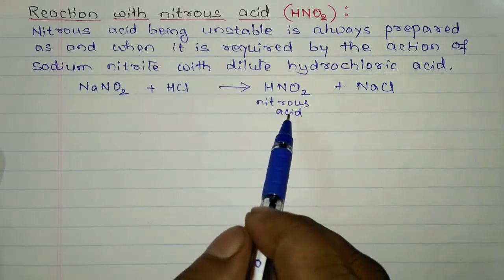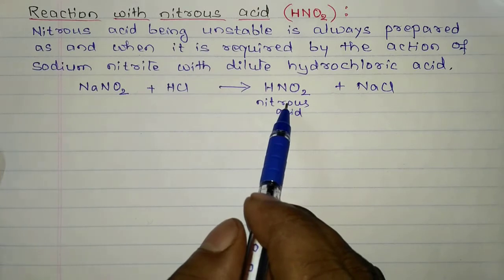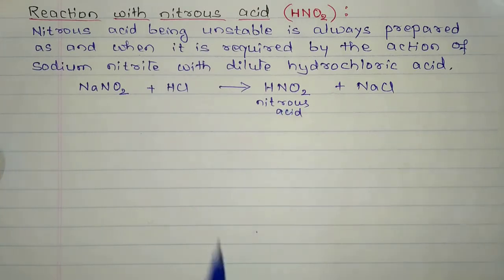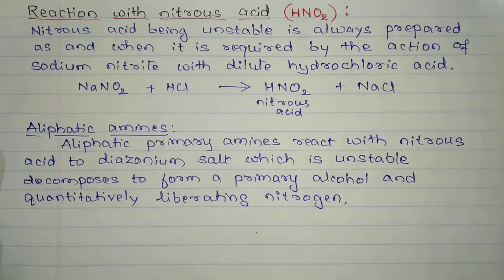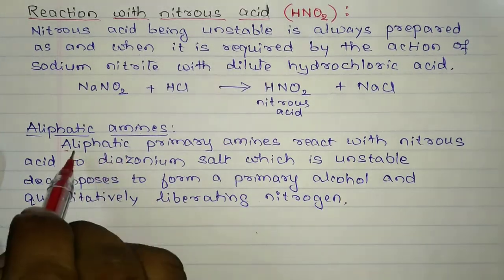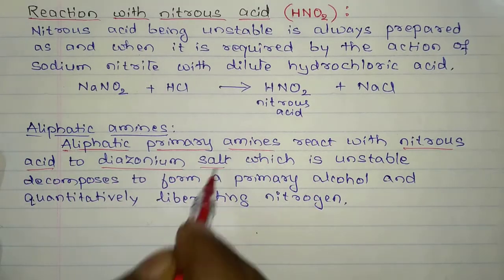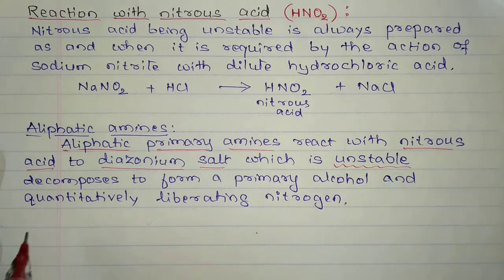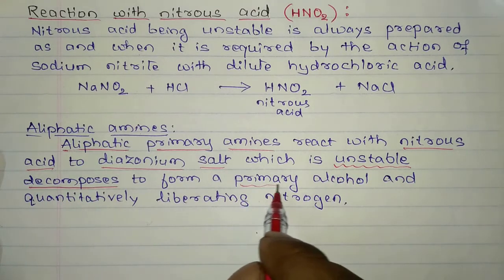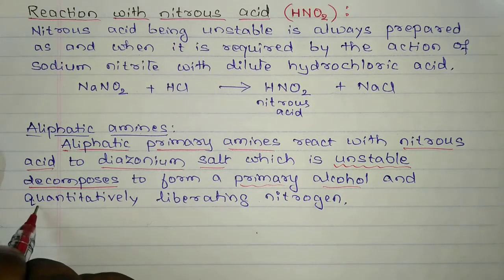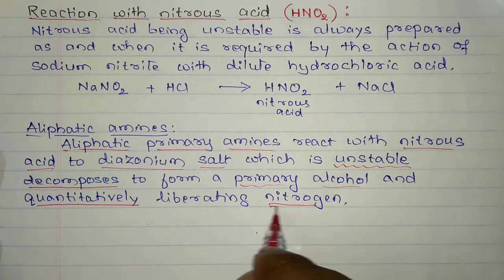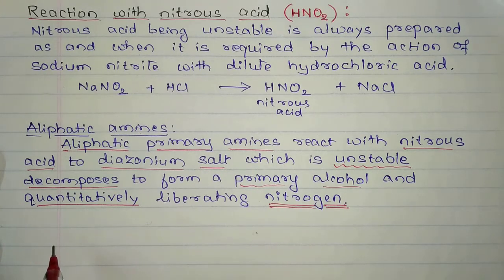Now let us discuss the reaction of nitrous acid on aliphatic amines as well as aromatic amines. Aliphatic primary amines react with nitrous acid to form diazonium salts, which are unstable. They decompose to form a primary alcohol and quantitatively liberate nitrogen gas. Therefore, the quantitative liberation of nitrogen gas is used in the estimation of amino acids and proteins.